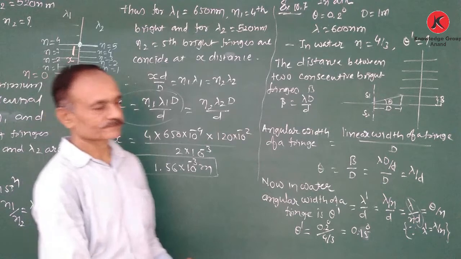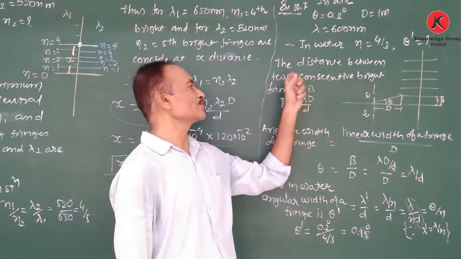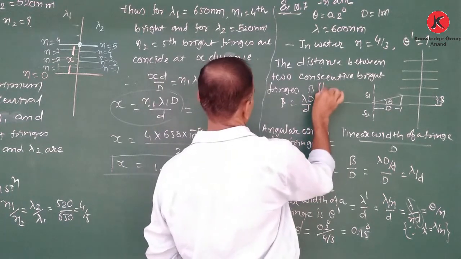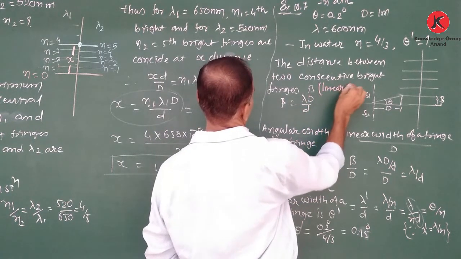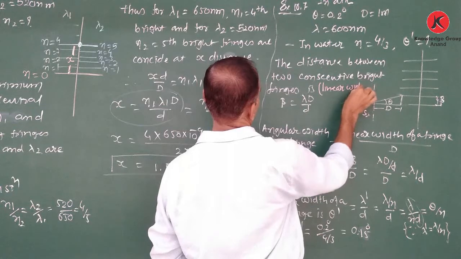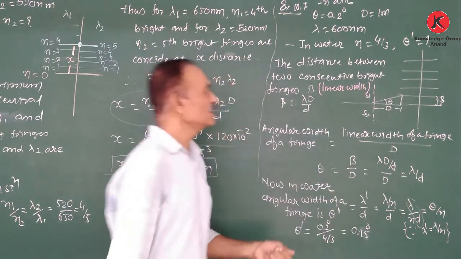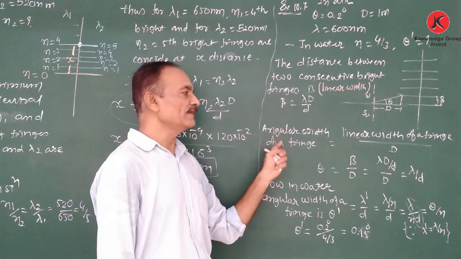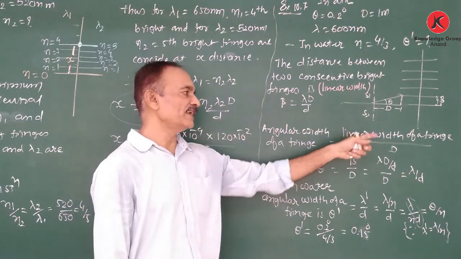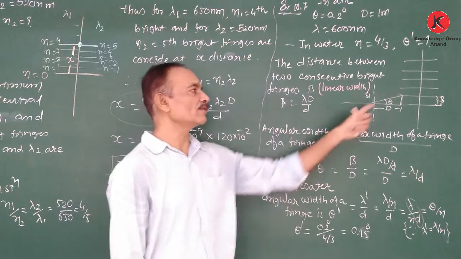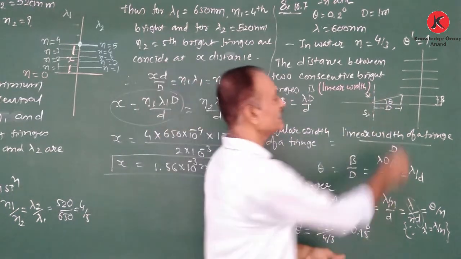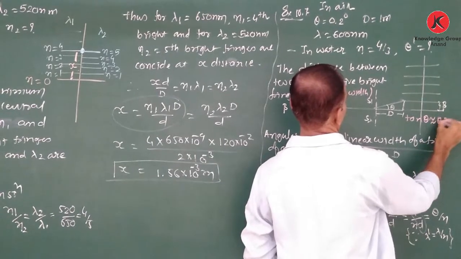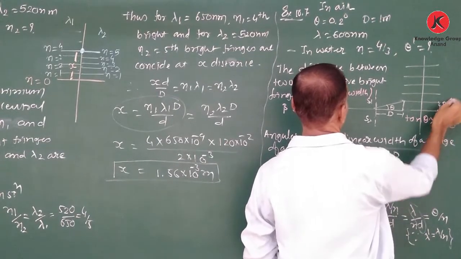Okay, again. The distance between two consecutive fringes, actually, that is known as the linear width. Linear width of a fringe is beta is equal to lambda D upon d. Now angular width is equal to the linear width of that fringe upon D, or in other words, here we take tan theta. Tan theta is equal to beta upon D.